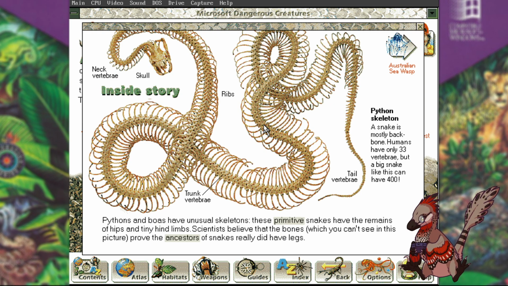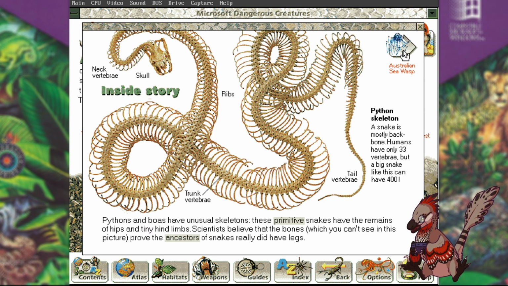Pythons and boas have unusual skeletons. These primitive snakes have the remains of hips and tiny hind limbs. Scientists believe that the bones, which you can't see in this picture, prove the ancestors of snakes really did have legs. Wow, okay. A snake on legs. That would be cool. It's like the legless lizard, the slow worm, which also obviously is a lizard. Most lizards have legs, but that one doesn't.